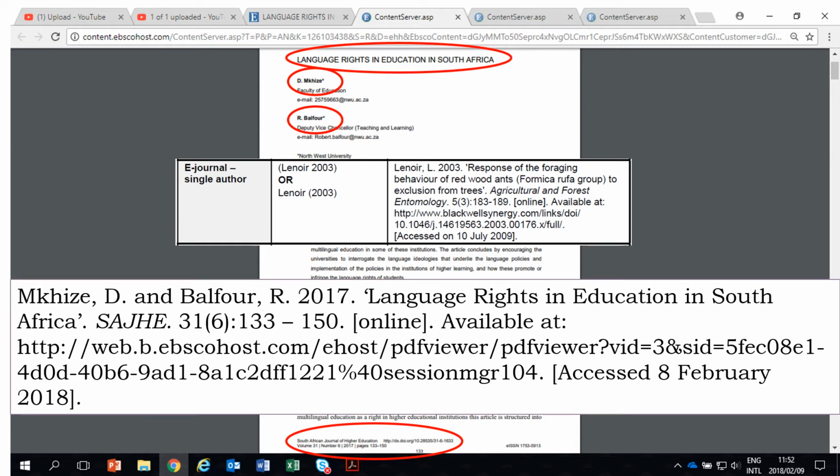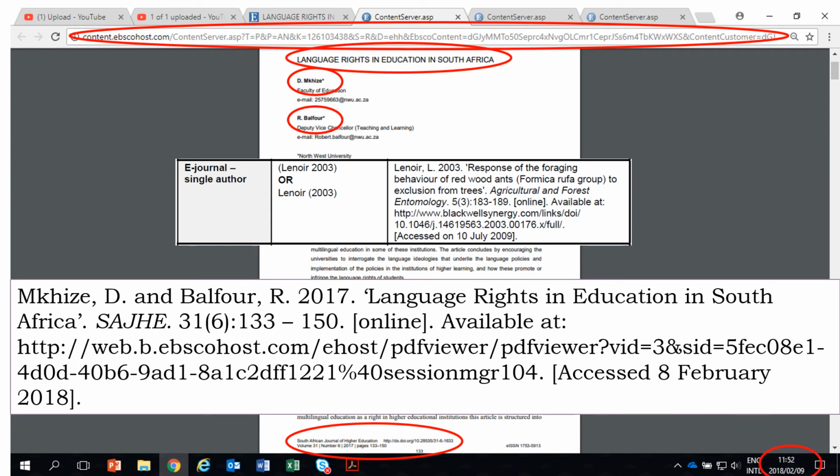Next, we need the volume number, issue number, and pages. This information can also be found in the footer. The volume number is 31, the issue 6 in round brackets, and the page number is 133 to 150. We then indicate that this is an online source by including the words online in square brackets. This is followed by the words available at and the URL. Finally, there is the URL there.